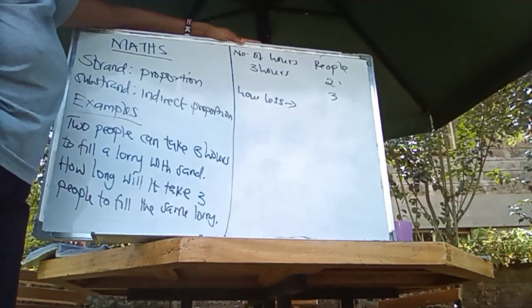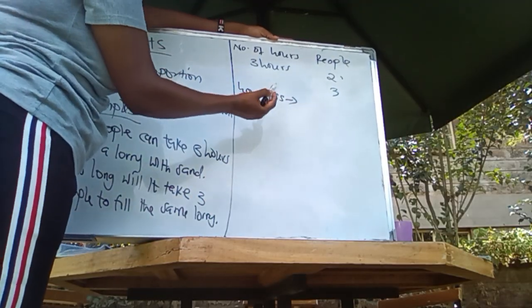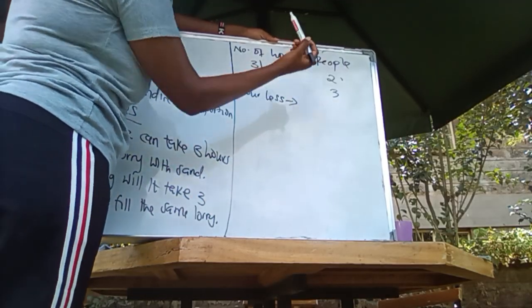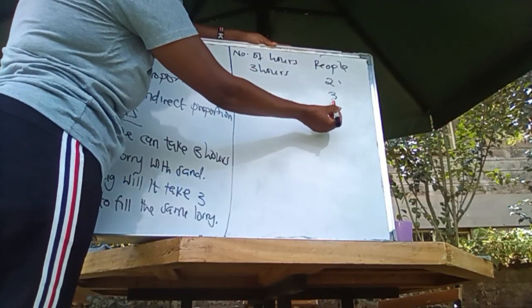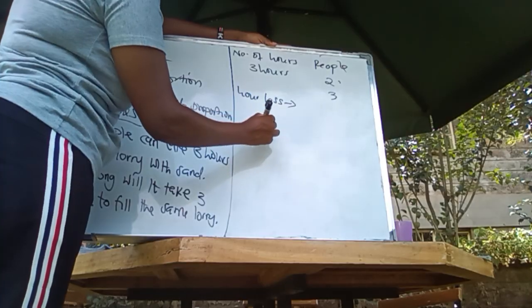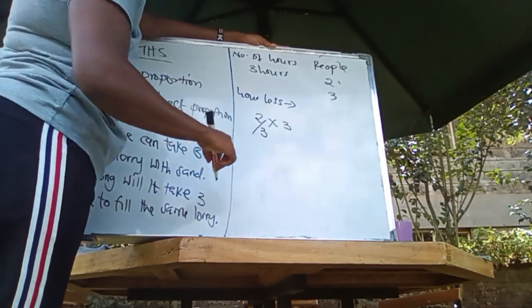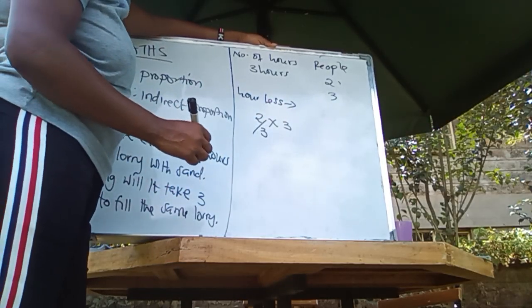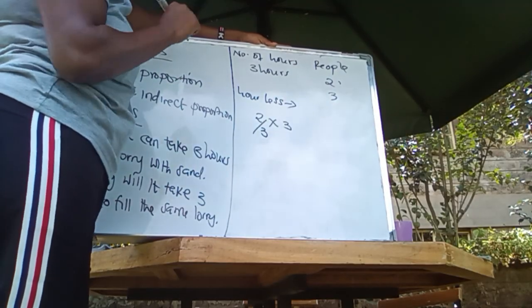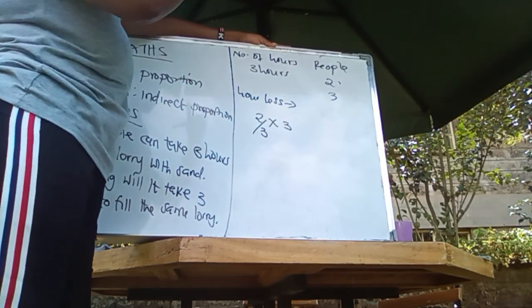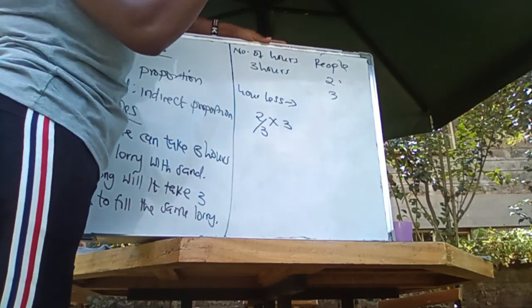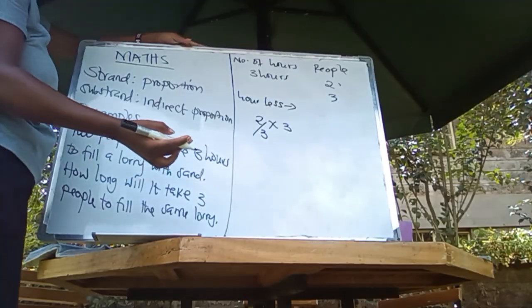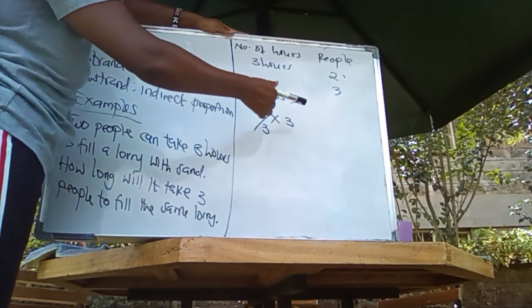Are we together? So now, if the hours are going to be less, you are going to use the people: the number of people who are less over the number of people who are more. Which is going to be 2 over 3 times the number of hours. That is one way. The other way, you can look for one person or 1 hour, but that is a long way to go. You don't have to go all that way. You just come here and think.